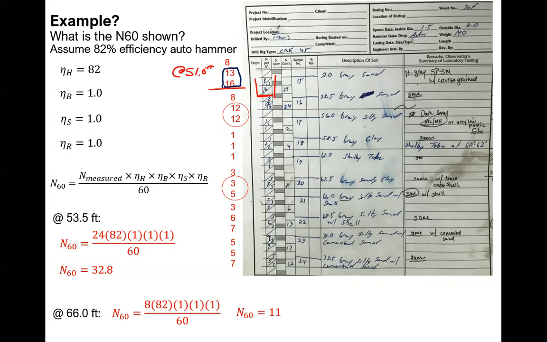So for 53 feet down here. Where is that? 53 right here. So this is the sample taken from 53.5 feet. The last 2 would be 24. So our N measured is 24, which is 12 plus 12. And then we would need to correct it for all of these things here. If we said that it's an 82% efficiency auto hammer at 53 feet, our NR is 1, our sampler is just a standard sampler, so it's 1, and our NB is the boring size. You check that table again and make sure that it's the same. And those are all 1s. So the correction is relatively easy here. Even though we were measuring a blow count of 24, the actual N60 value that we would plug in and provide for the client and use in the correlations would be 32.8.